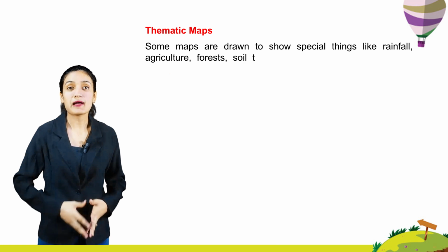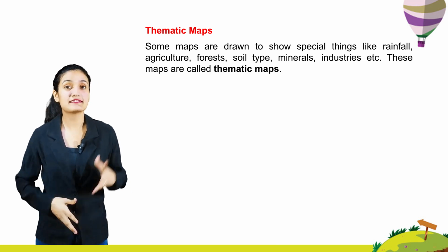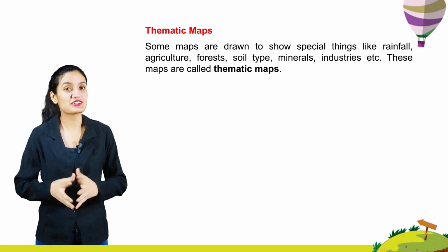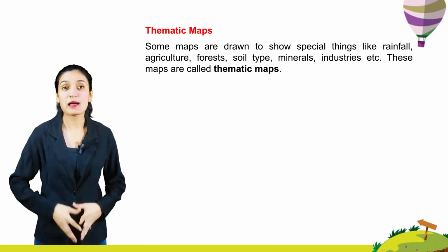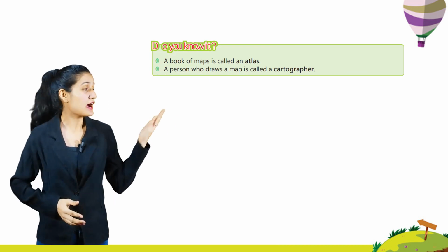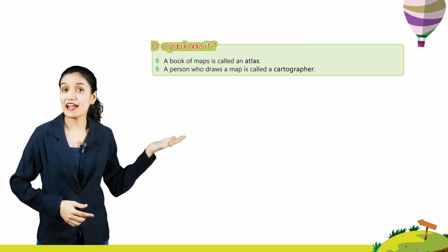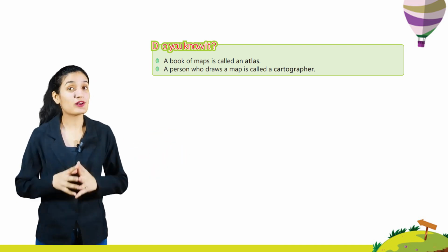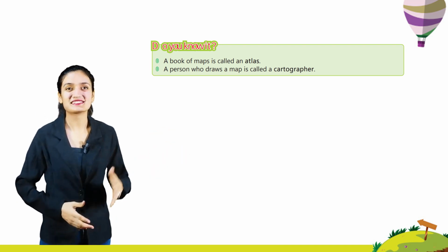Thematic maps. Some maps are drawn to show special things like rainfall, agriculture, forest, soil type, minerals, industries, etc. These maps are called thematic maps. Now kids, do you know? A book of maps is called an atlas. A person who draws a map is called a cartographer.